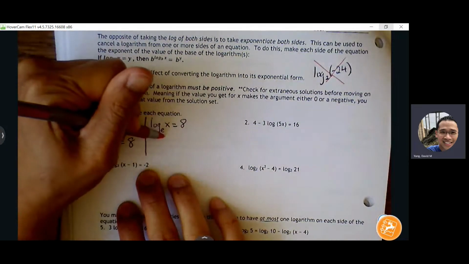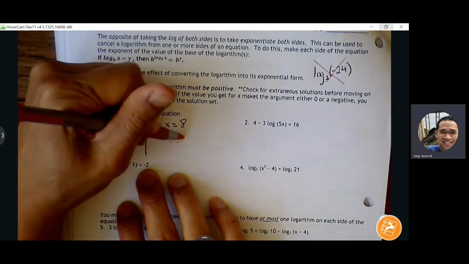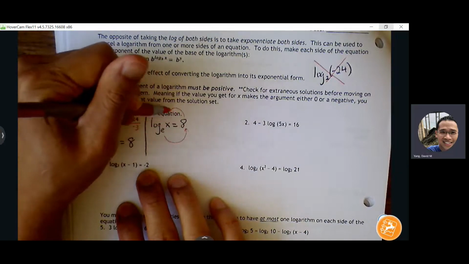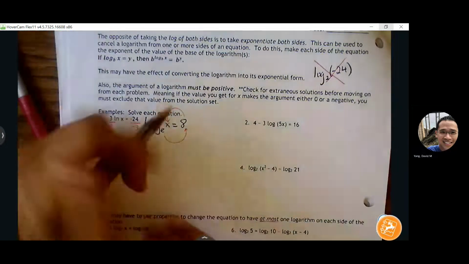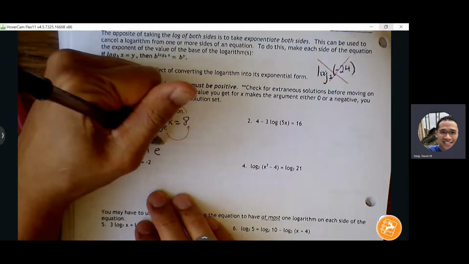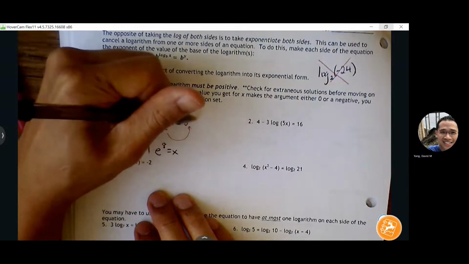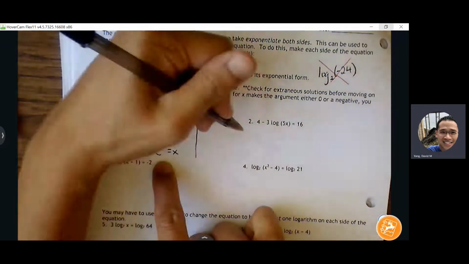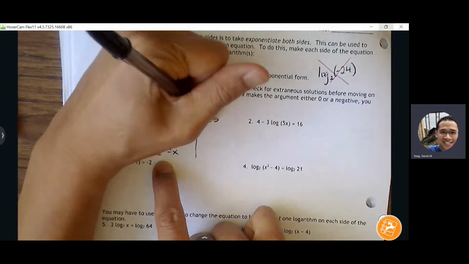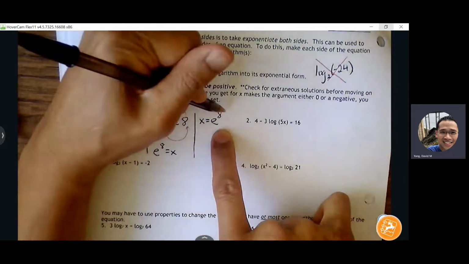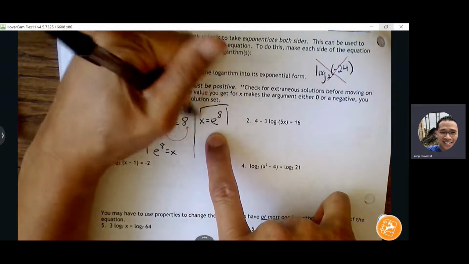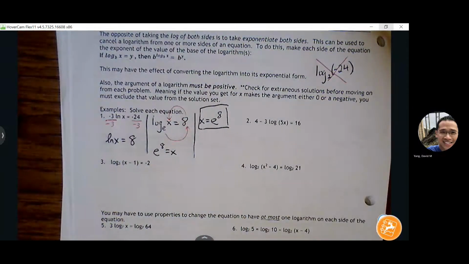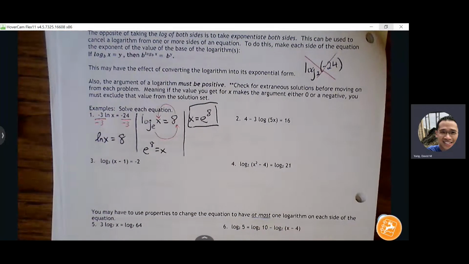We can start with e. e raised to the 8th is equal to x. And that's a pretty large number, but this is an exact value, so we can leave it in that form. x is e to the 8th. Remember, e is a number, so it's around 2.7. That's just 2.7 to the 8th power.